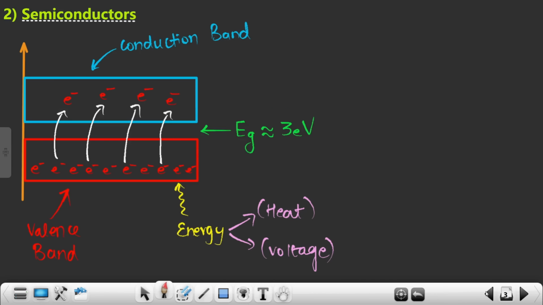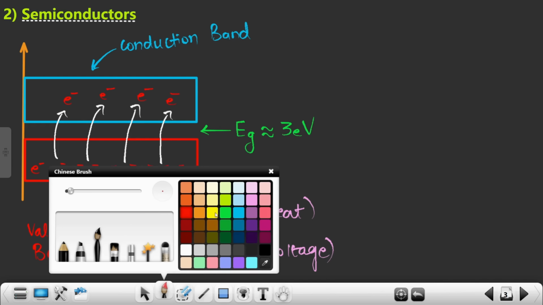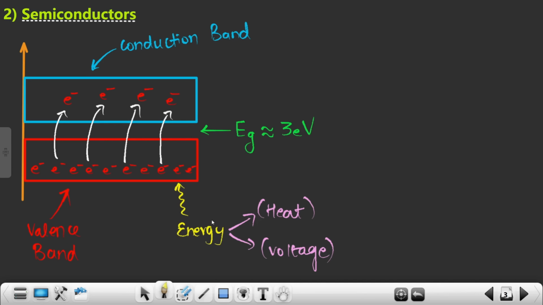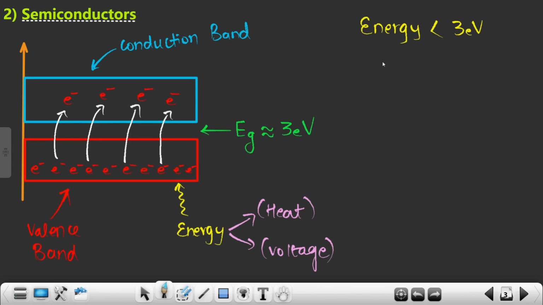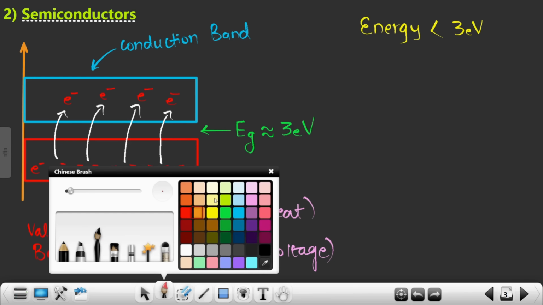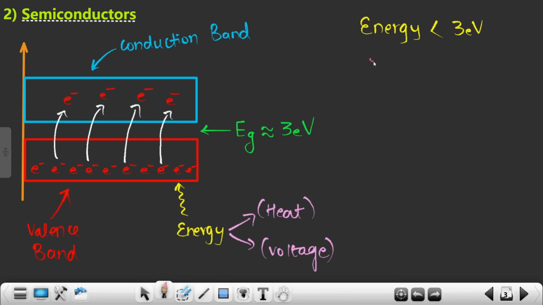So let me just highlight one more point over here. Let's suppose whatever energy I'm applying over here, so I'm talking about this particular energy, okay. If this energy is less than maybe 3 electron volt, something like that, in this particular scenario, what is going to happen? The electrons will remain in the valence band only. Majority of the electrons will remain in the valence band.